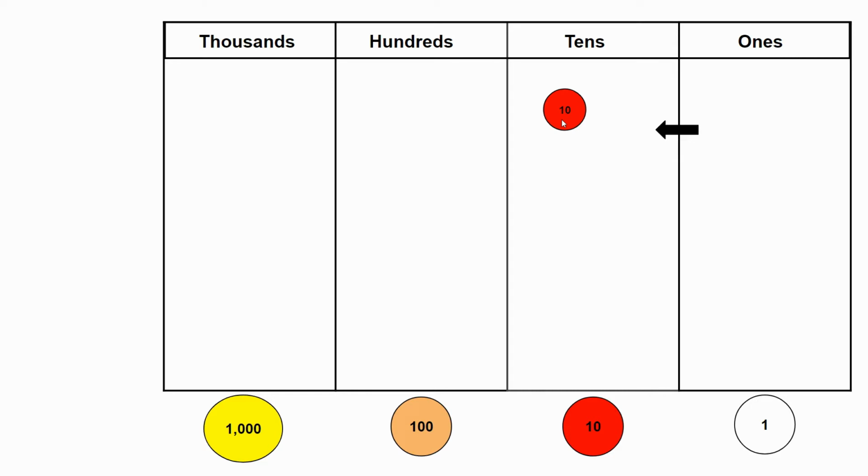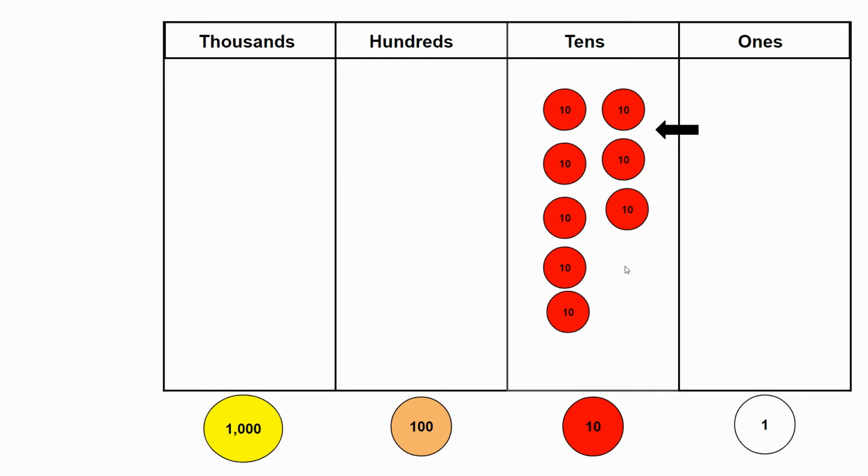Now count by tens with me to 100. Let's start with the disks we have. Here we go. 10, 20, 30, 40, 50, 60, 70, 80, 90, 100. We counted to 100 by tens. We now have 10 groups of 10. Are we ready to trade for one of the next largest unit? Yes, our next largest unit is hundreds, 100.